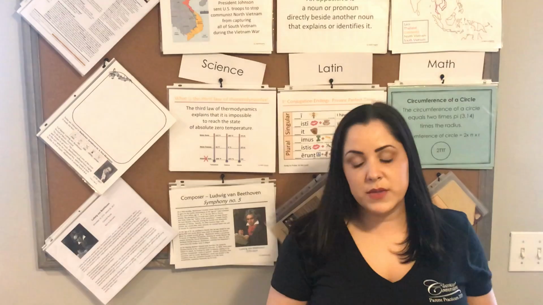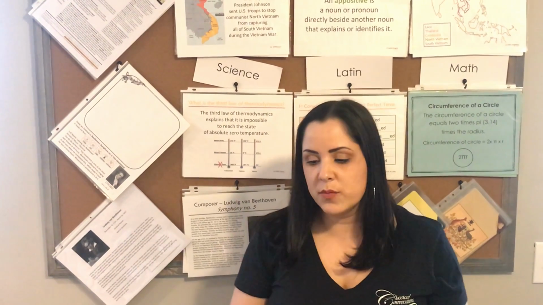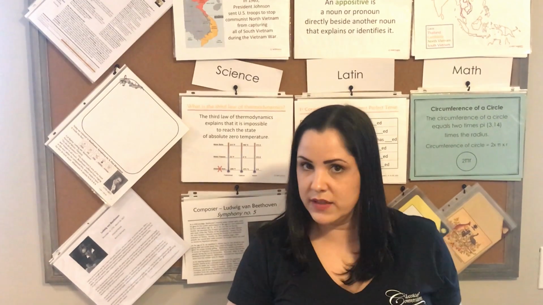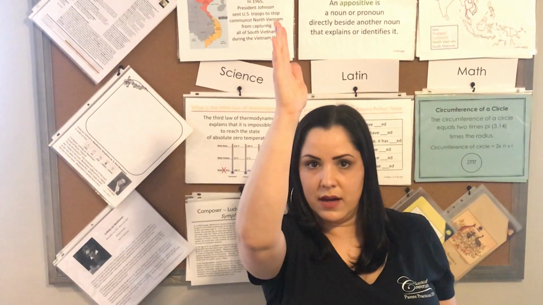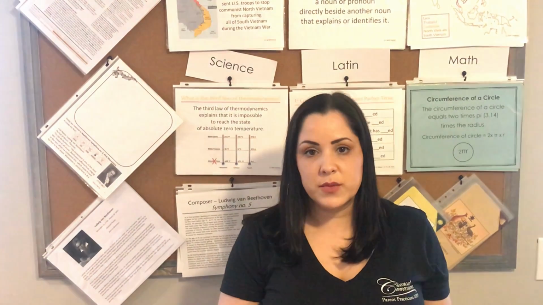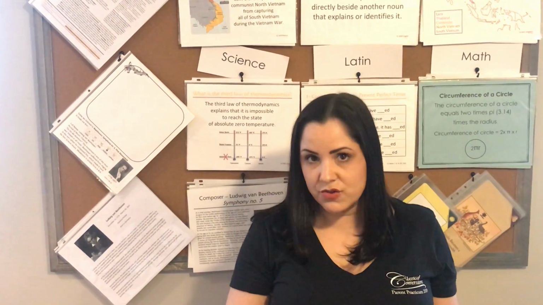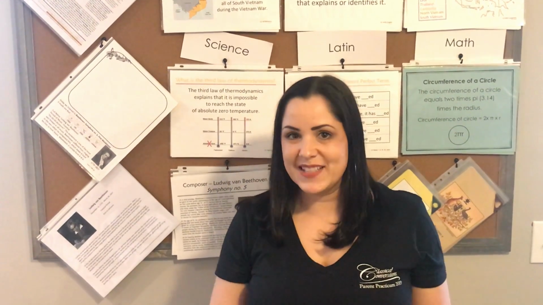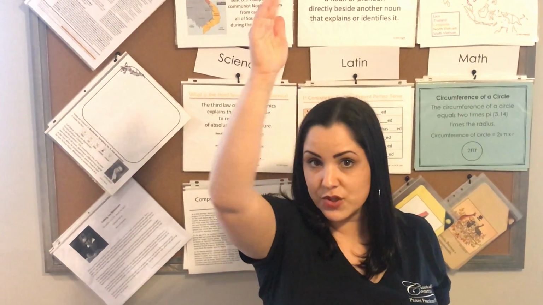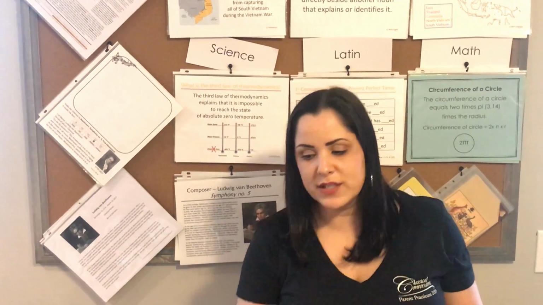What is the second law of thermodynamics? Often called the law of entropy, the second law of thermodynamics explains why heat flows from an area of higher temperature to an area of lower temperature. Okay, so it's very simple. We're going to go high and then low. Again, what is the second law of thermodynamics? Often called the law of entropy, the second law of thermodynamics explains why heat flows from an area of higher temperature to an area of lower temperature.